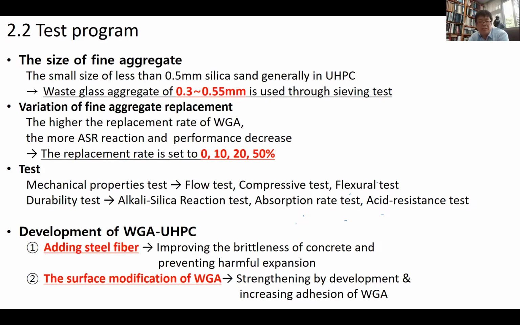We performed the flow test, the compressive test, and the flexural test for mechanical properties. Also, we performed the alkali silica reaction test, the absorption rate test, and the exit list test to verify the durability. Another difference is that we added steel fiber, and also surface modification to increase the bond between the matrix and waste glass aggregate.